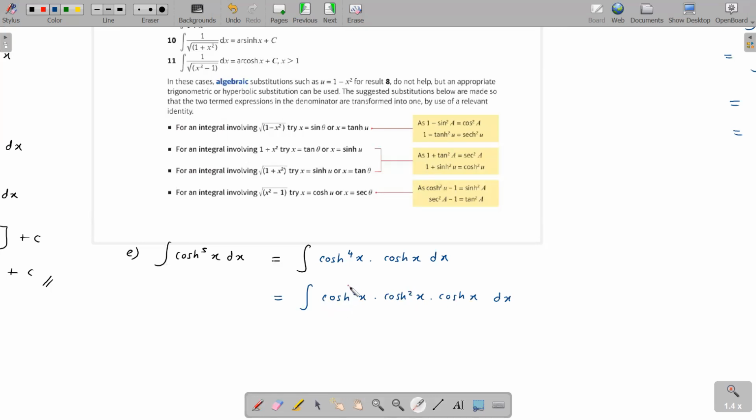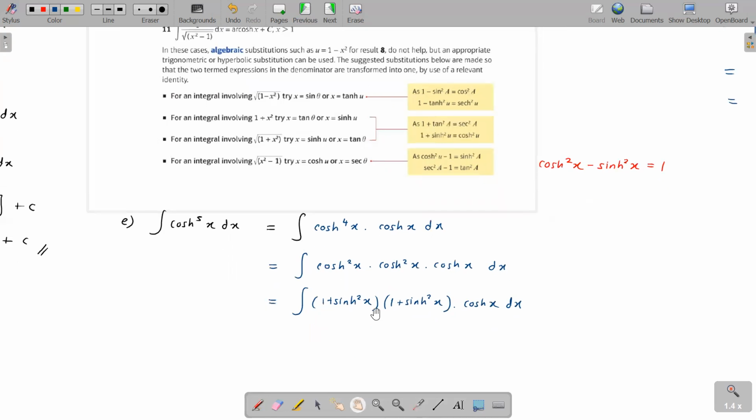Now, what do we know about cos square x? Our identity is cos square x plus sine square x equals 1, which means cos square x is 1 minus sine square x. Input the value: 1 minus sine square x into 1 minus sine square x into cos x. I'm not doing anything to the cos x, I'm just replacing cos square x with 1 minus sine square x.